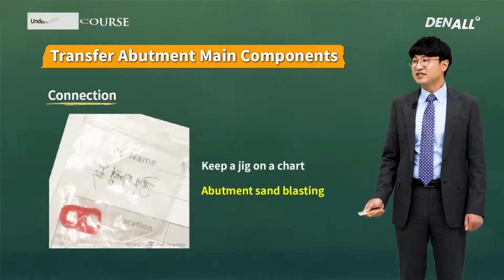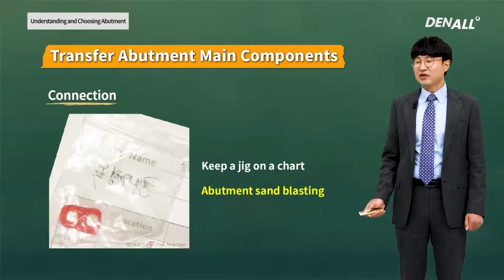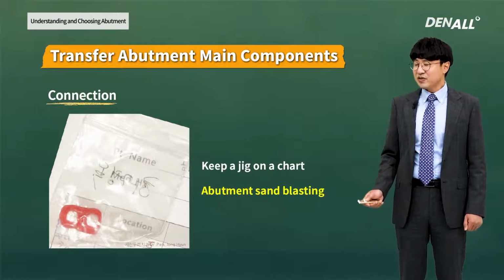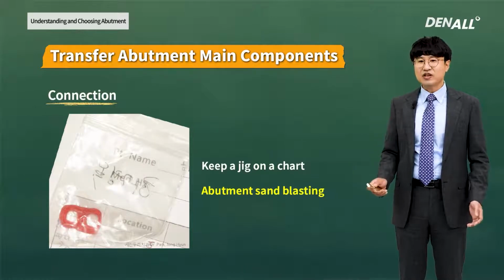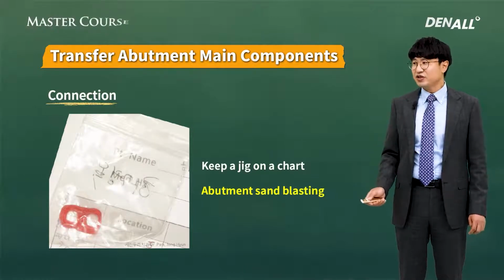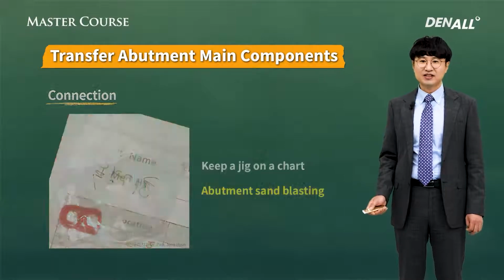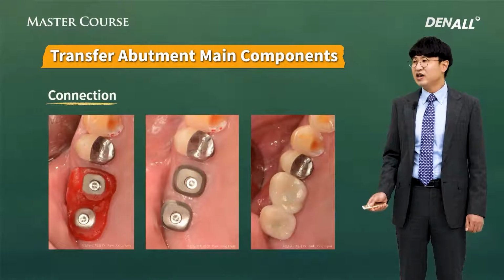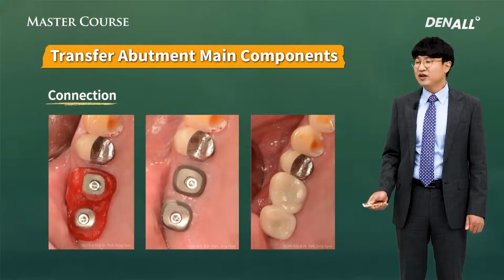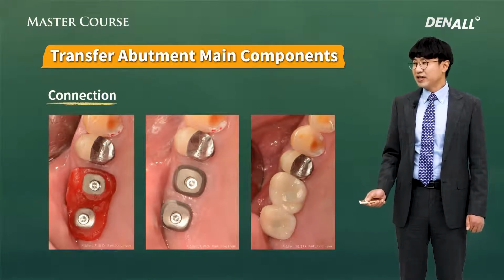I keep the transfer jigs in charts like this. Otherwise, they will accumulate and it will be hard to find the one for a specific individual. So I prefer to attach them to the chart like this. It is retained like this because later, if necessary, the transfer jig will be used to reposition the abutment.